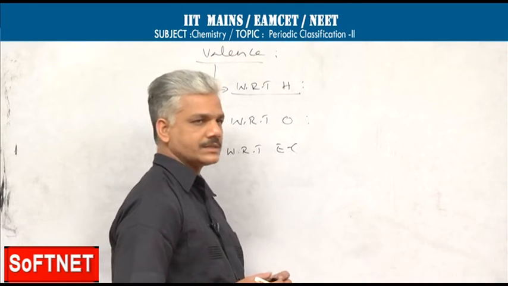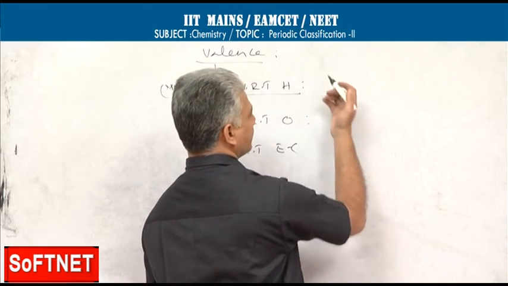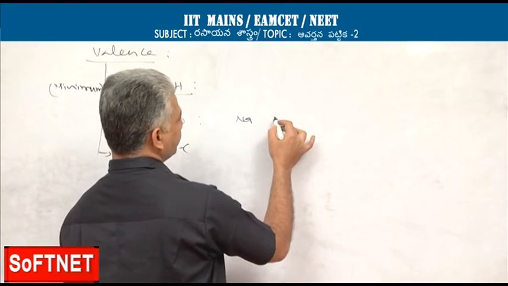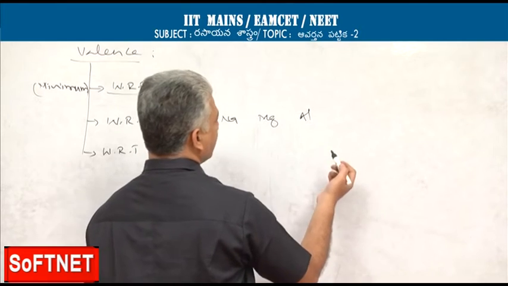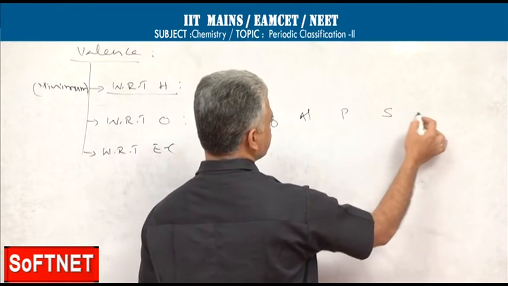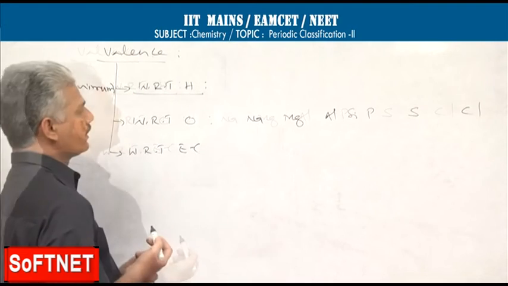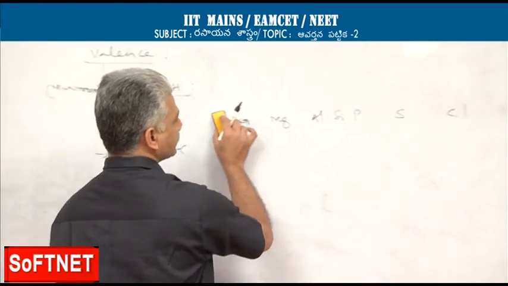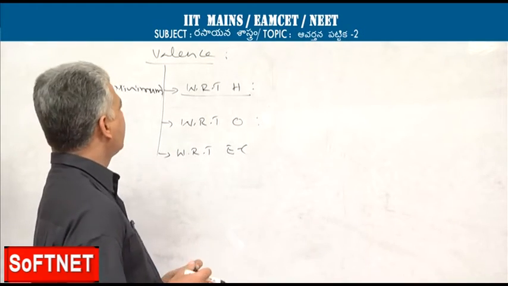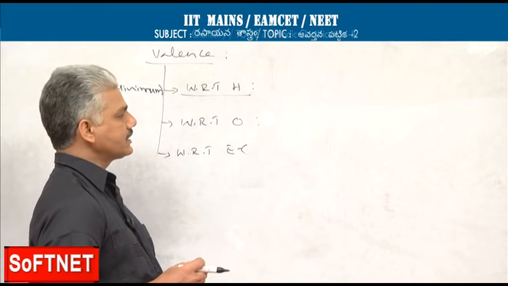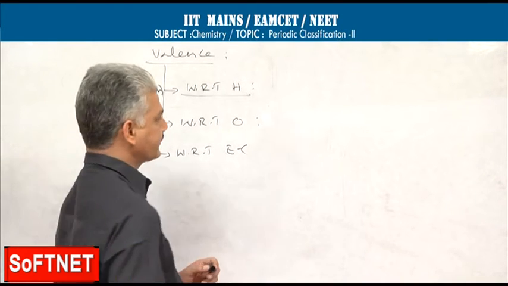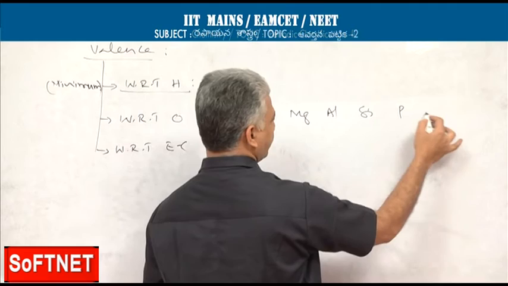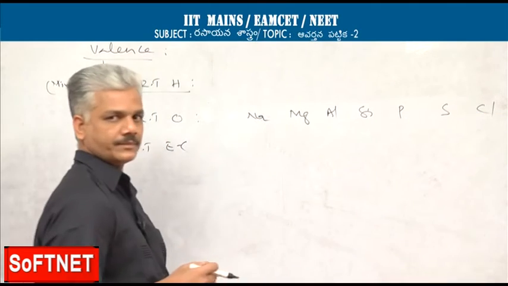Say, to understand this concept, let us consider elements of third period. The elements present in third period are sodium, magnesium, aluminum, silicon, phosphorus, sulfur and chlorine. In order to understand the valency with respect to oxygen, let us consider elements present in third period. Sodium, magnesium, aluminum, silicon, phosphorus, sulfur and chlorine.